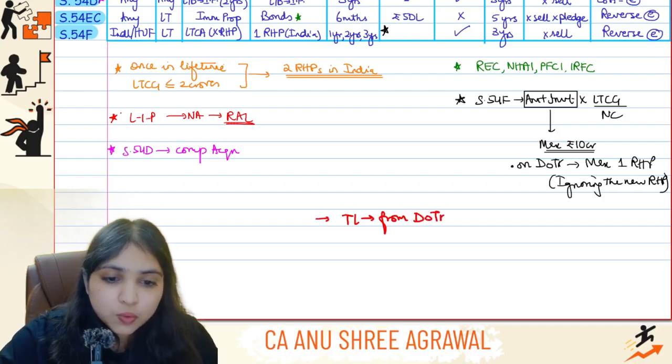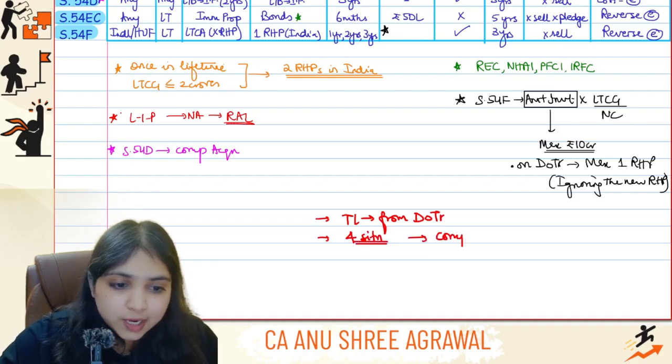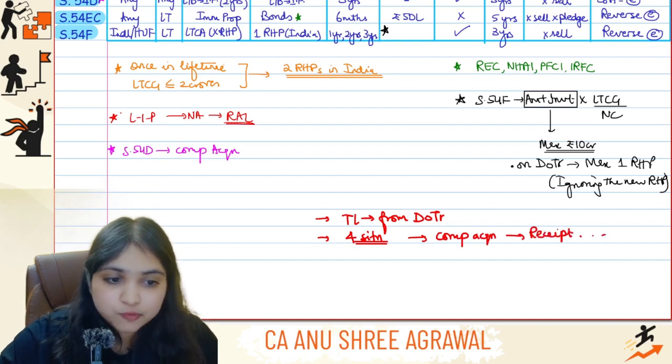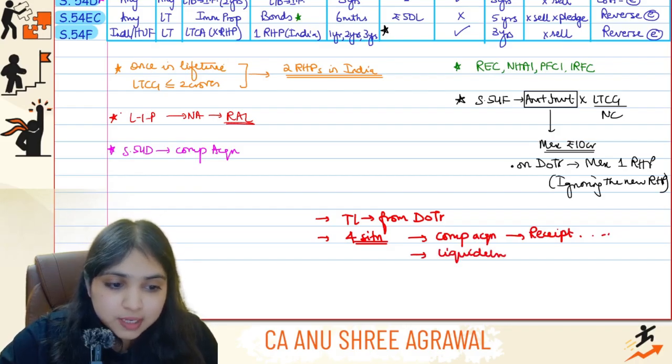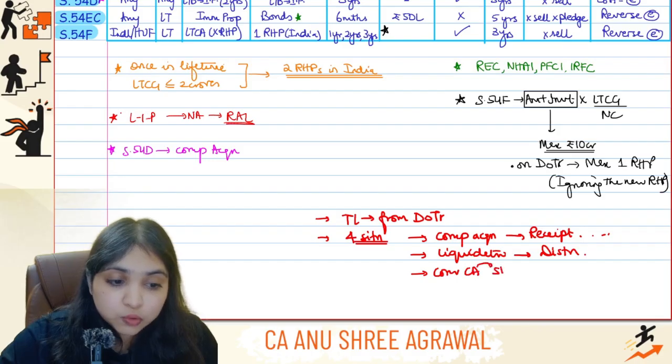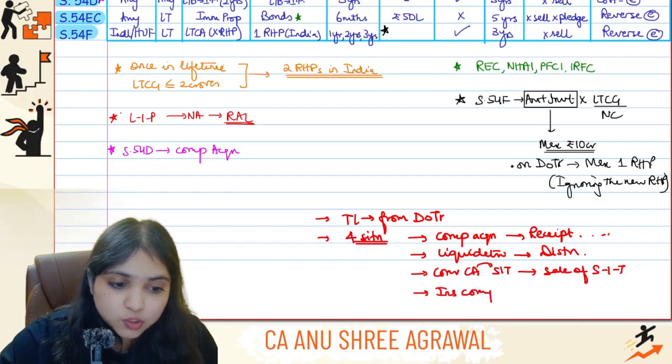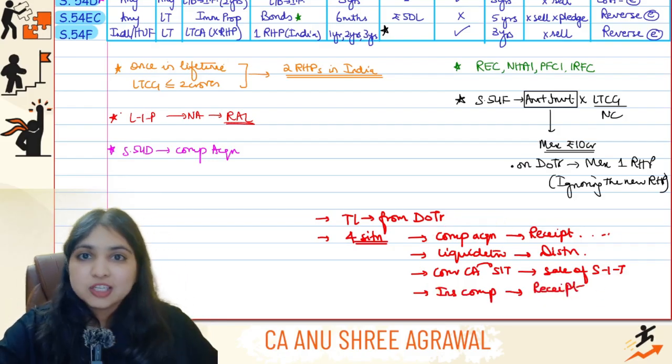But you have 4 situations where the point of taxation is different. In compulsory acquisition cases, you tax the capital gains only upon receipt of compensation or part thereof. In liquidation cases, you tax the capital gains only upon distribution of the asset, guys. In conversion of a capital asset into stock in trade, you tax the capital gains only upon the sale of the stock in trade. And lastly, in insurance compensation cases, you tax the capital gains only when you receive the compensation.